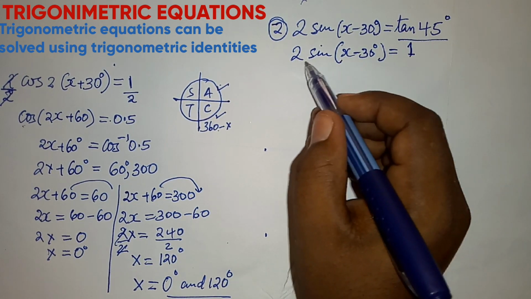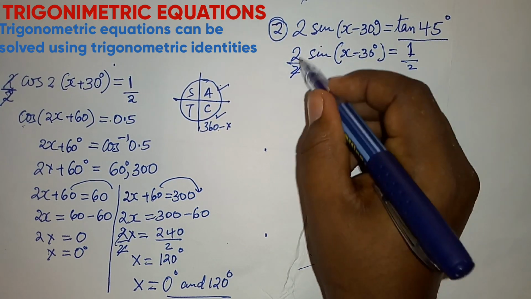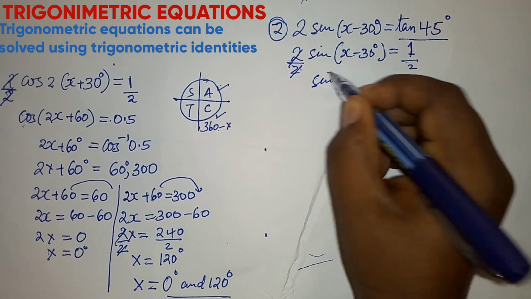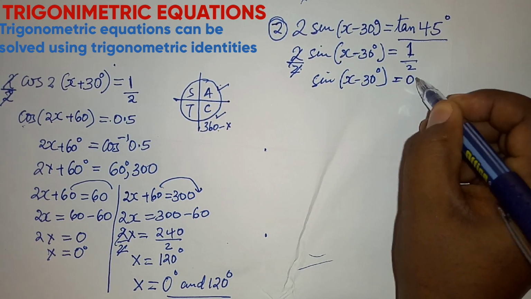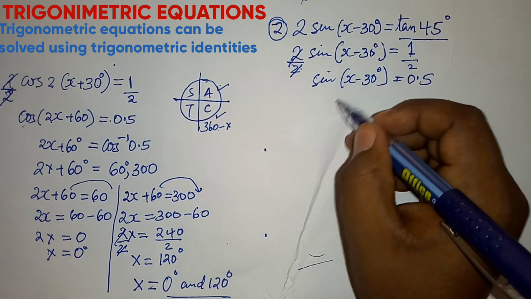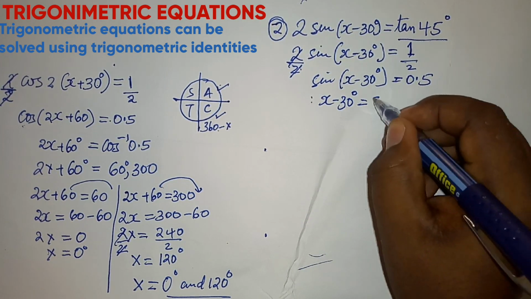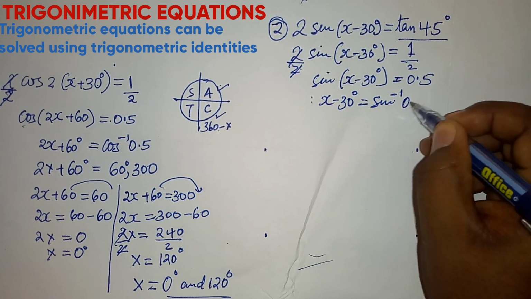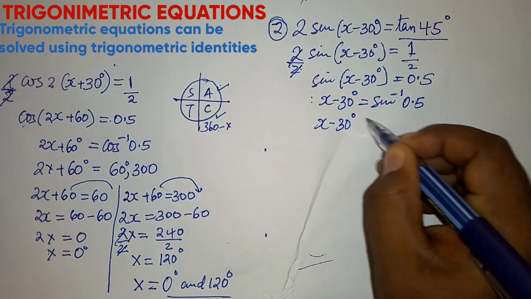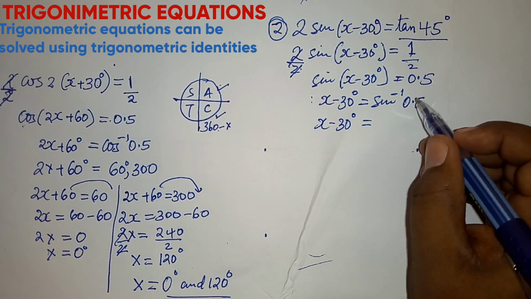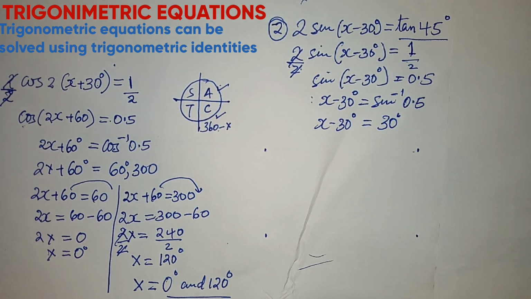So again, you remove the coefficient of sine by dividing by 2 throughout the equation. Therefore, sine (x minus 30 degrees) will be equal to 0.5. Therefore, x minus 30 degrees will be equal to sine inverse of 0.5, which is 30 degrees.